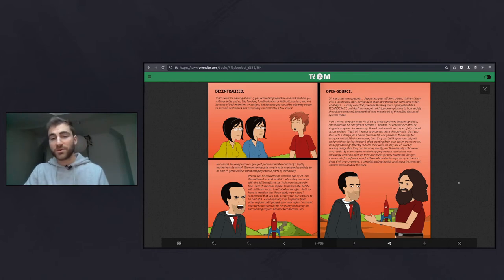Here's what I propose to get rid of all these top-down, bottom-up ideals and make sure no one gets to become a dictator or otherwise control or stagnate progress. The source of all work and inventions is open, fully shared across society. That's all it needs to progress. That's the only rule. So if you start with a design for a house with some blueprints, and you open the design for everyone to build their own house, then you can build upon your original design without losing time and effort creating their own design from scratch.